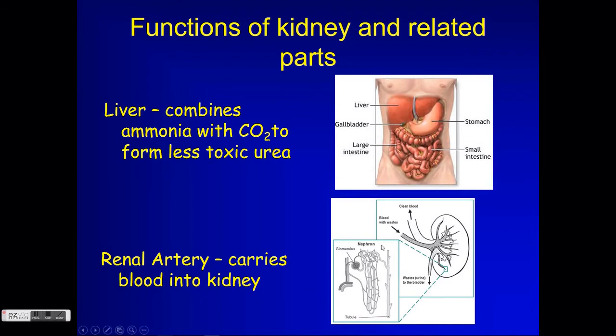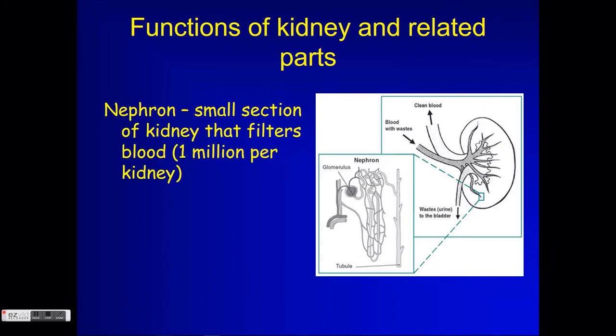To get the blood from the liver to the kidneys, it's going to involve moving that blood through the renal artery. In this diagram, it's not labeled directly as the renal artery, but that arrow indicating blood with wastes going towards the kidney, that would be the renal artery.